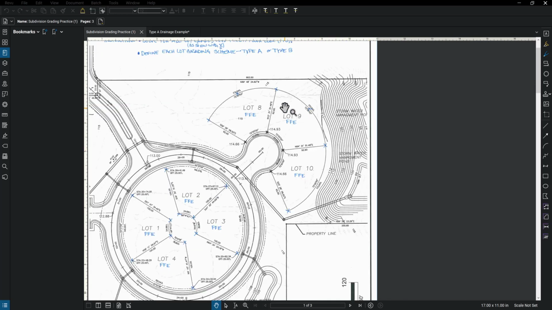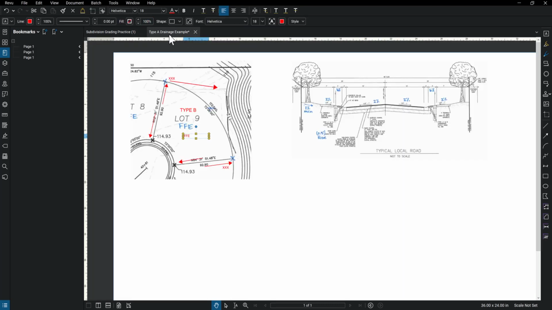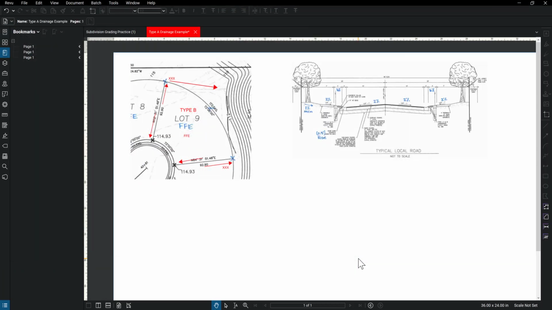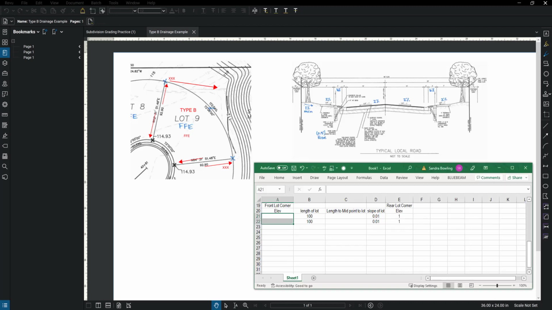So I'm actually going to take a look at lot 9. I should have saved it as, let me do file, save as, just so I can post these. This is a type B. Okay, so I'm going to go ahead and use Excel again.